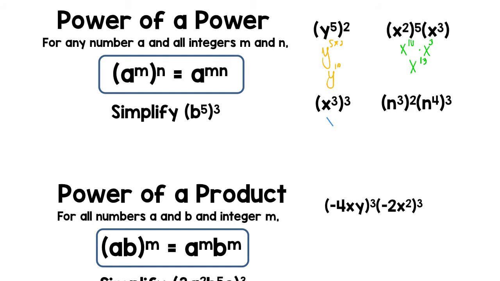X cubed cubed, 3 times 3, is x to the 9th. Now, when we multiply a lot in a row, we have to use all of our knowledge. N cubed squared is n to the 6th. We multiply, n to the 4th cubed is n to the 12th. Now we add exponents, n to the 18th. And lastly, we've got this b to the 5th cubed. 5 times 3 is 15, so that's b to the 15th power. It's power of a power.